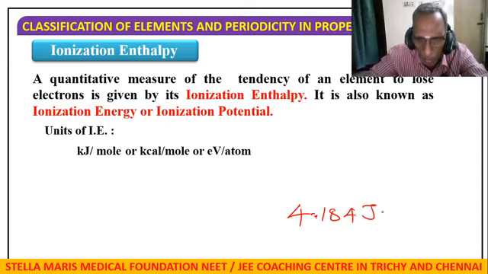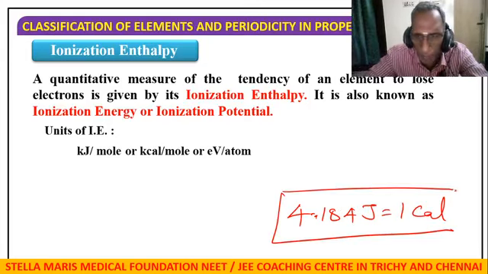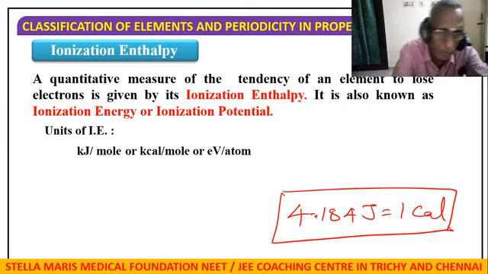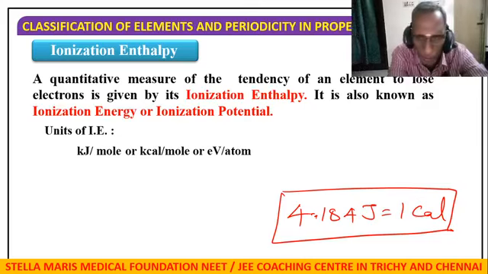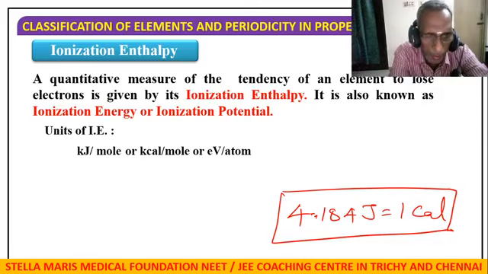4.184 joule is equal to 1 calorie. We think of calories only in terms of food. This food has so many calories, that food has so many calories. You have to reduce the calorie content. Take different food, like the dietitian's advice. So what that means is 4.184 joules is equal to 1 calorie.